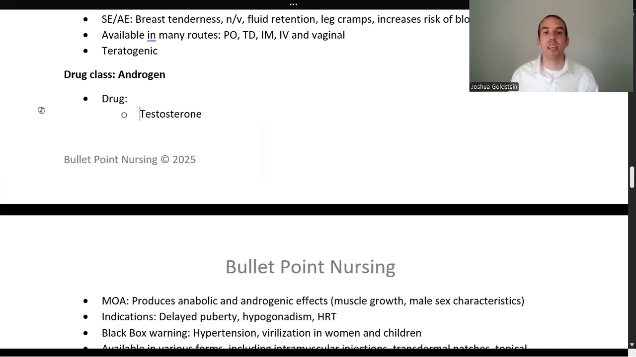The mechanism of action here is that it produces anabolic and androgenic effects, such as muscle growth, male sex characteristics, etc. Male sex characteristics, you should recognize that's deepening of the voice, increased muscle mass, things like that. What do we use it for? Delayed puberty, hypogonadism, and as hormone replacement therapy. These do have a black box warning for hypertension, that it can cause hypertension, and also virilization in women and children. That means if a woman or child is exposed to this drug, they may develop those male sex characteristics. If it's a female or if it's a child, in either case, that can be a negative effect.